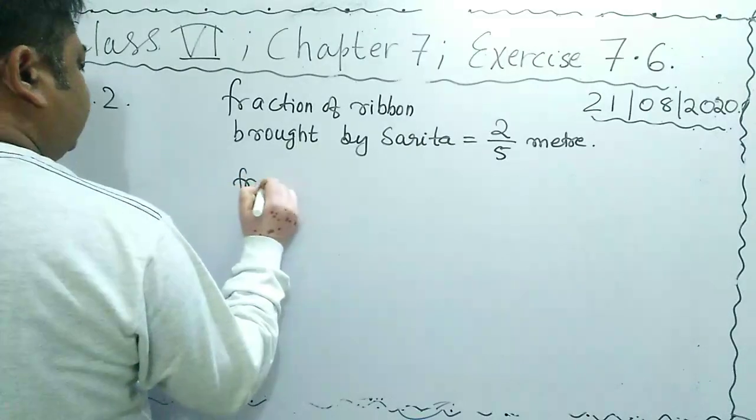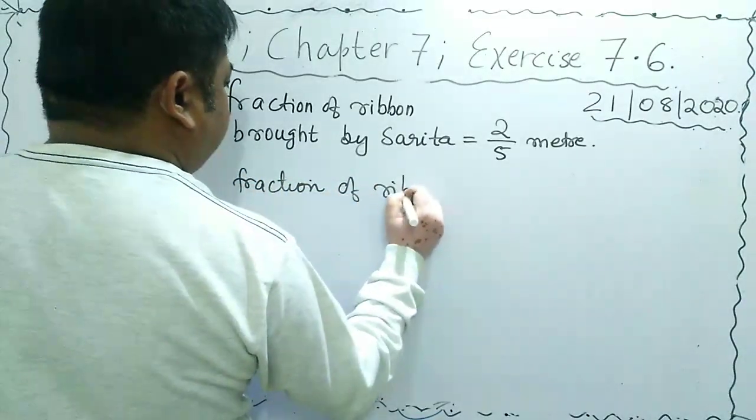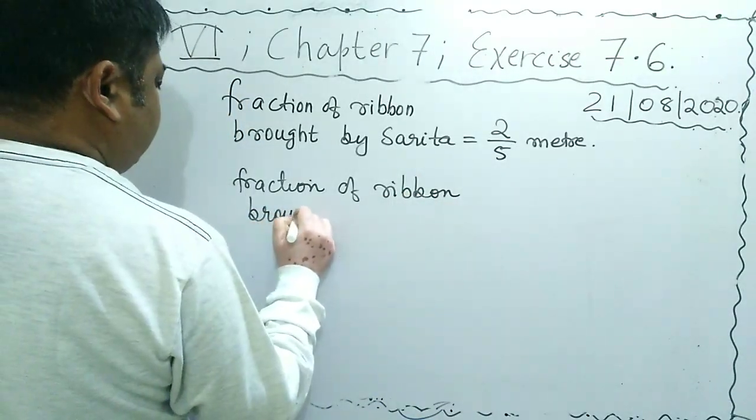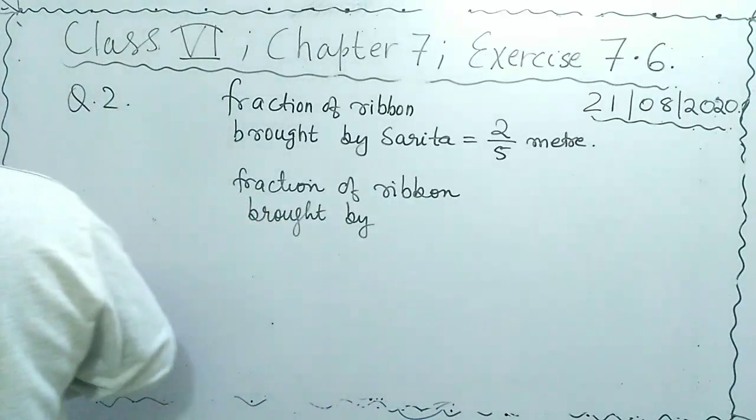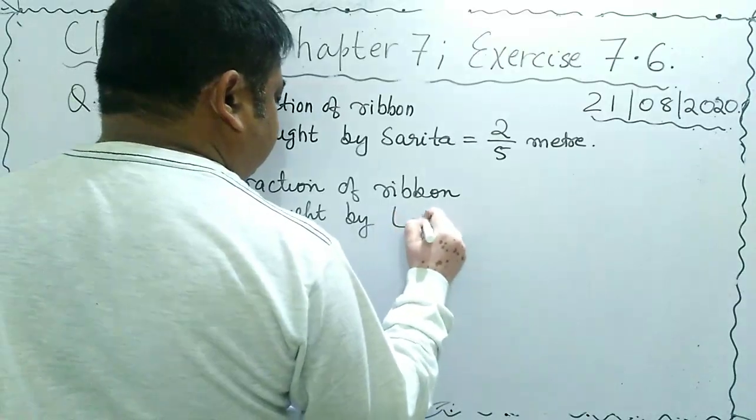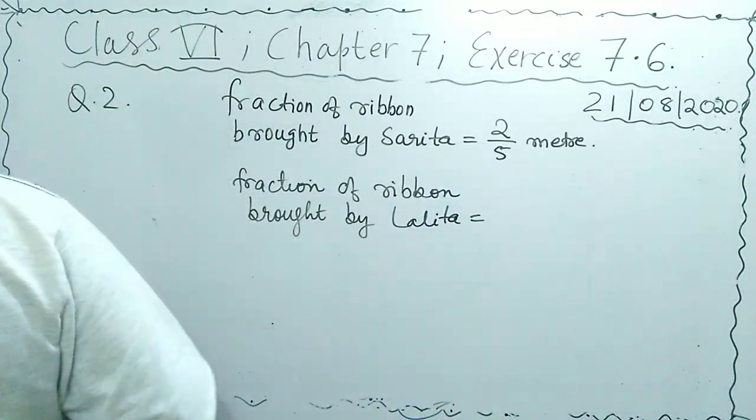Second is the fraction of ribbon brought by Lalita is equal to 3 by 4.